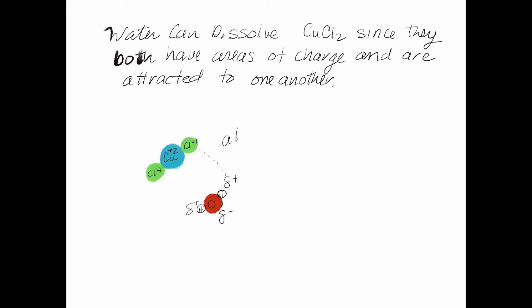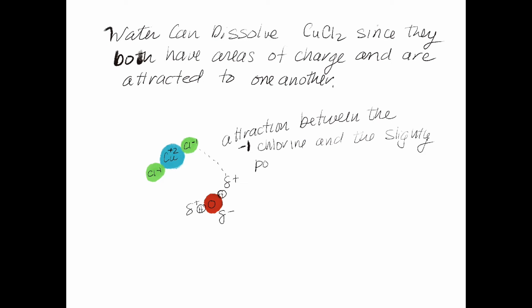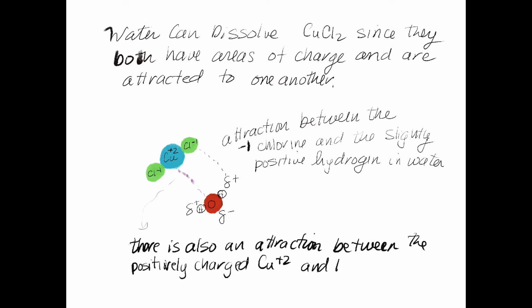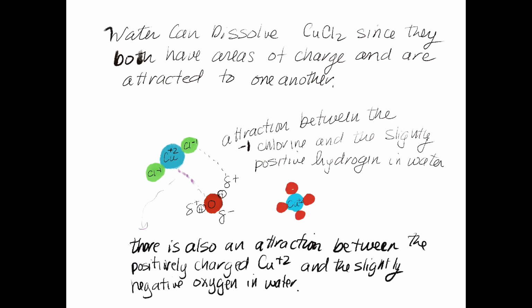And then you can see there's an attraction between the -1 chlorine and the slightly positive hydrogens in water. And then, of course, we can also draw in the attraction between the positively charged Cu+2 and the slightly negative oxygens in water. And then I'm going to draw the Cu surrounded by the oxygens in water. And then, of course, the chlorine is going to be surrounded by the hydrogens first. So they just face a different way.